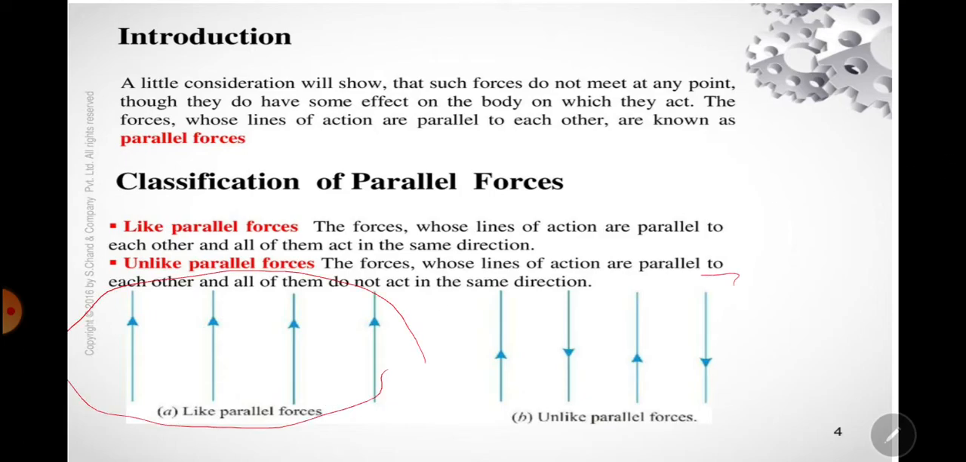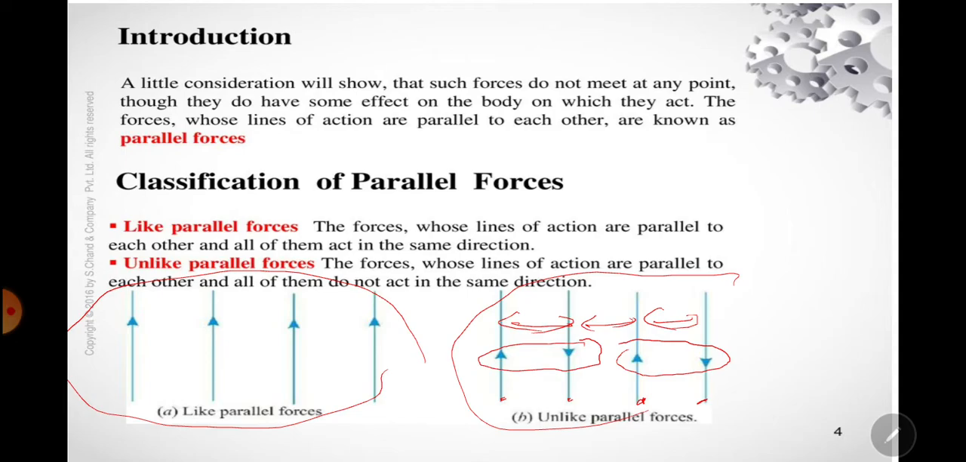This is unlike parallel forces. Lines are parallel, points of action are different, and directions are anti-parallel. They act in different directions, so they are called unlike parallel forces.